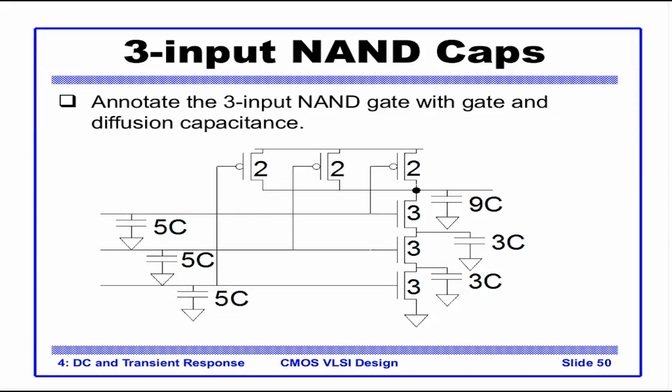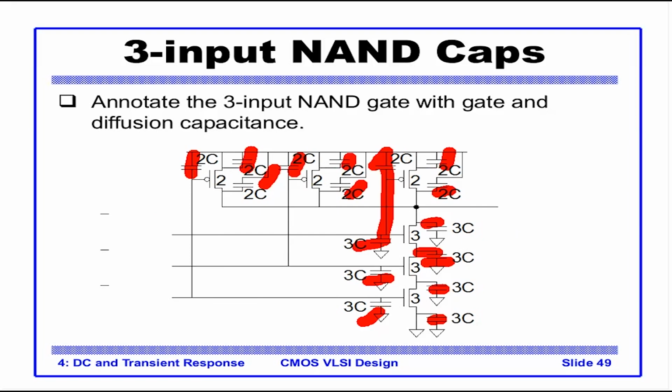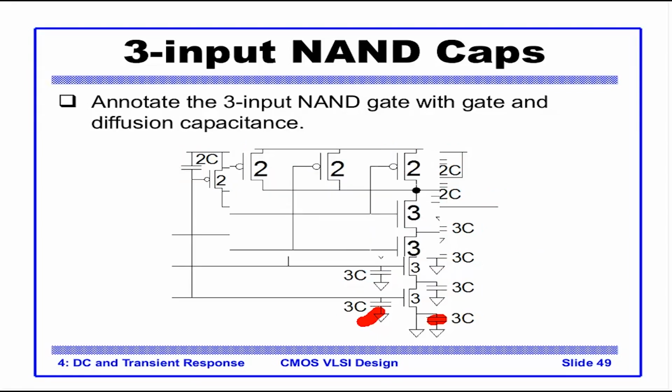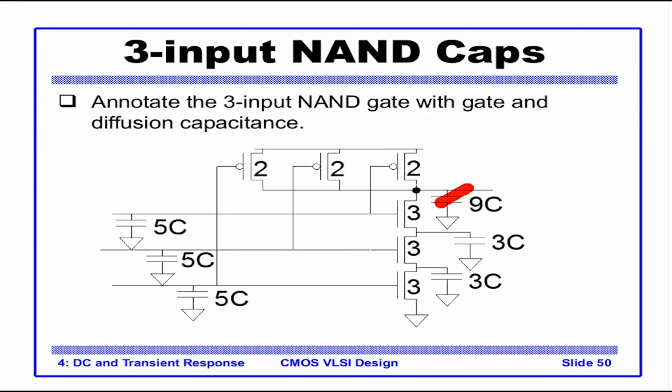Let's go back and check the output. So the output here, this point sees a 3C, 3 plus 2, 5 plus 2, 7 plus 2, 9. So the output will see 9C, right? Similarly, this point will see 3C, this point will see 3C, and so on.